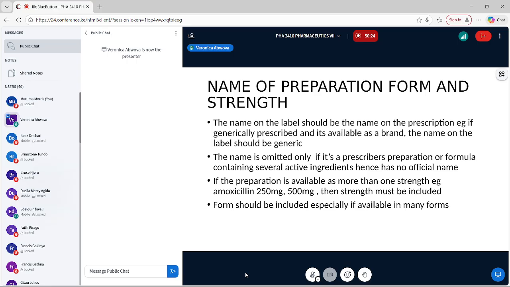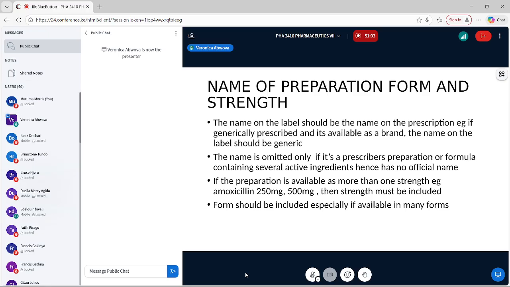It has no name, okay? So for that one, you do not have to indicate the name of the preparation. However, you must indicate what is contained in that preparation, okay? So indicate that this preparation contains salicylic acid, indicate the percentage. This preparation contains hydrocortisone cream percentage, and indicate it contains ointment, this amount, okay?